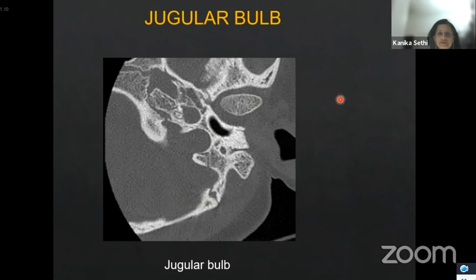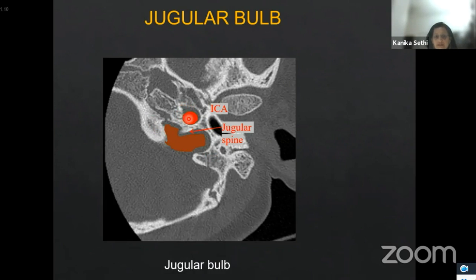So this is a CT at the level of the jugular bulb or the jugular foramen. I'll just briefly tell you the anatomy. So this is the jugular foramen. It has two parts, anterior and a larger posterior, which are separated by the jugular spine. So the anterior part is called pars nervosa and the posterior is pars vascularis.